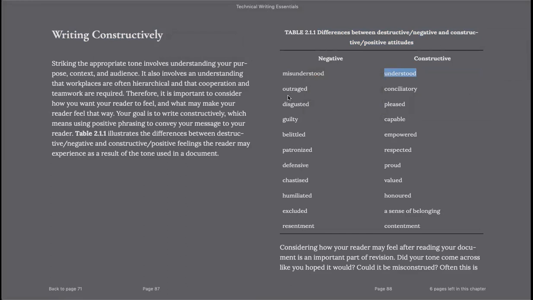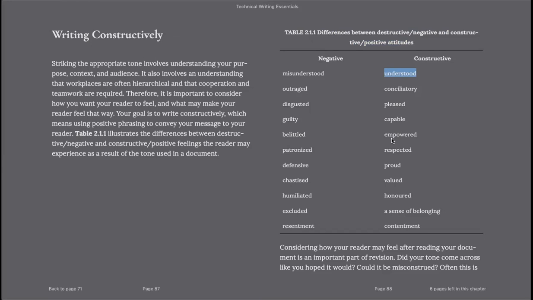It is negative if I say outraged; I'd better say concerned. It is negative if I say disgusted; I'd better say pleased, or not pleased, rather, right? Guilty or not capable, for example. Belittled or not empowered. So it is constructive to use positive verbs, positive adjectives, and positive words. If you want to have the parallel meaning, you can add not plus the positive adjective.